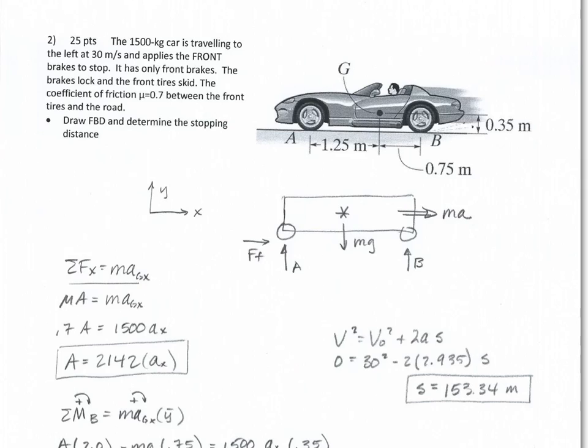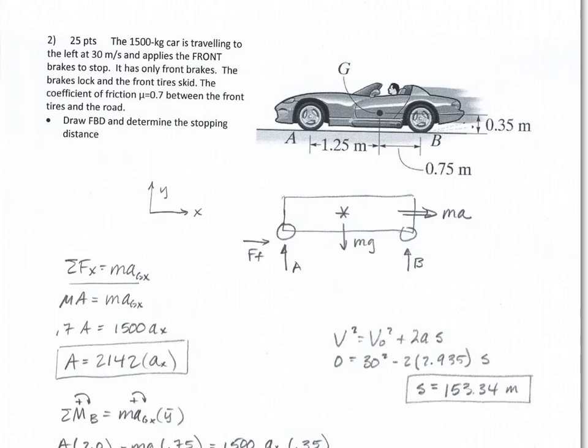So he's traveling to the left, but since he's braking, he's actually accelerating to the right. So I'm going to call x positive going in that direction, a force of friction applied at the front, mass times acceleration, mg coming straight down, and a couple of normal forces here. In this case we're going to have normal forces continuing to exist at both A and B. We're not going to have one of those go to 0 because it doesn't have the tendency to tip over the front. That just doesn't make sense in this kind of problem.